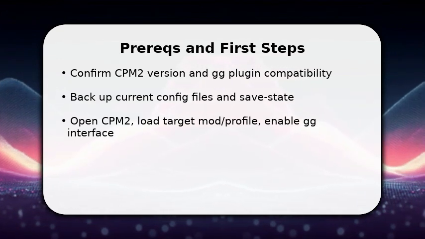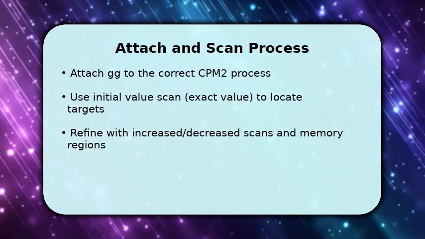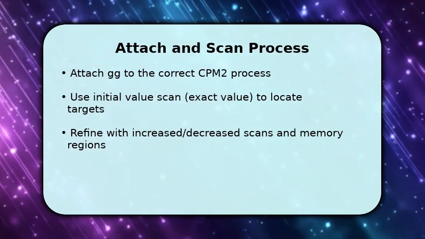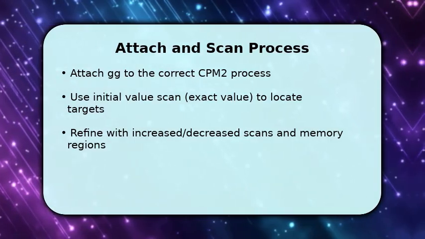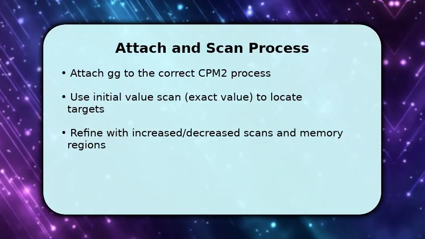You attach GG to the Cpm2 process and verify the connection indicator is active. Then perform an initial exact value scan for the in-game variable you want to change. This gives a manageable result set.